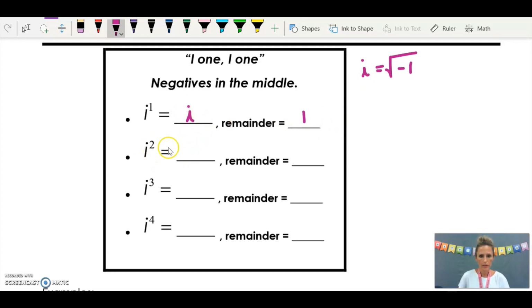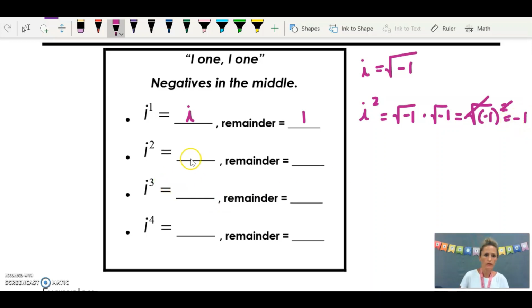Next we have i squared. So let's look at i squared. If I expand i squared to be the square root of -1 times the square root of -1, that gives me the square root of -1 squared. And you learned in Algebra 1 that if I square root a square power, those are inverse operations and they eliminate one another. So the square power and the square root eliminate, giving me just -1. So i squared has the simplest value of -1. When we simplify higher powers of i, we'll be looking for a remainder of 2.